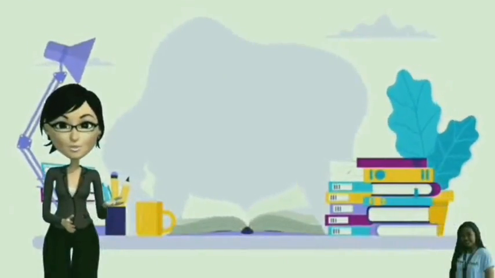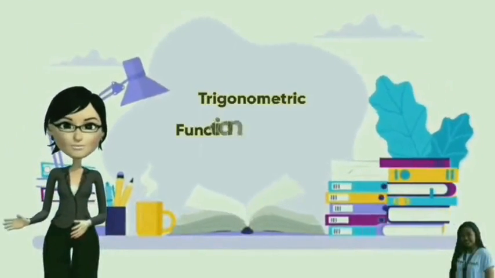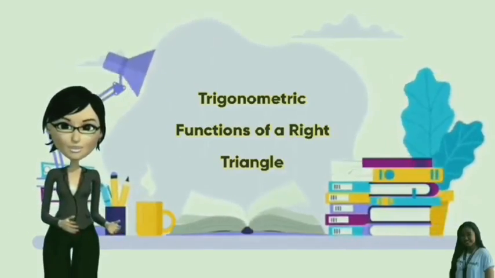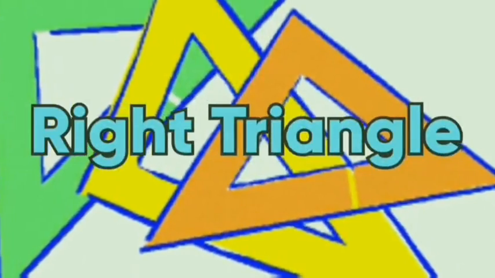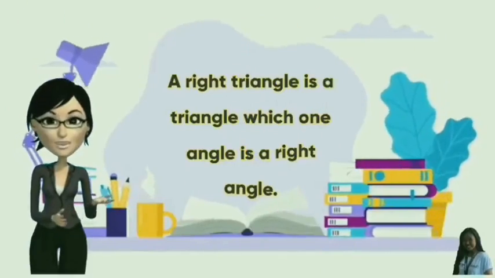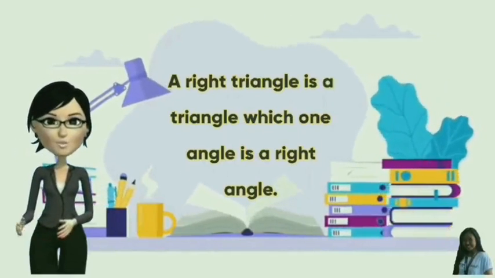Today, we are going to discuss the trigonometric functions of a right triangle. But first, what is a right triangle? A right triangle is a triangle in which one angle is a right angle.